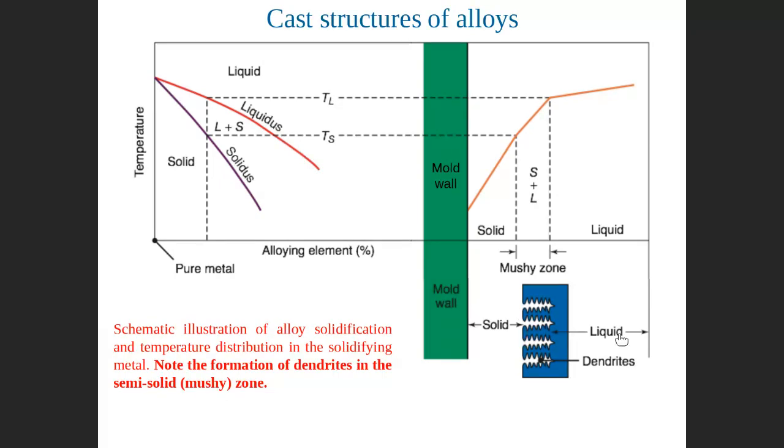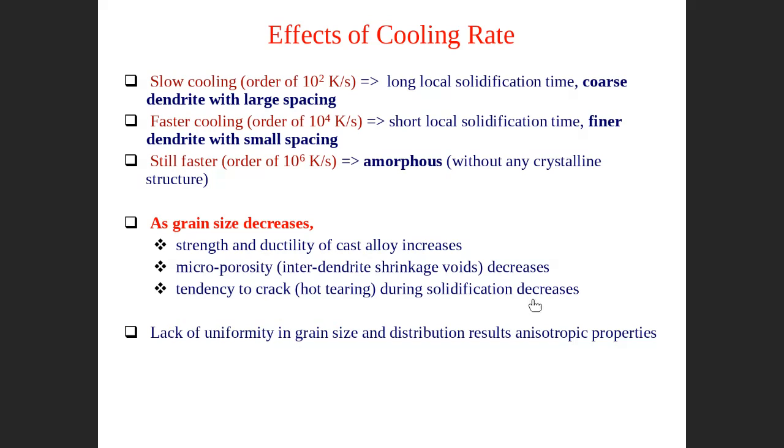This is totally solid. This is totally liquid. The region where they are mixed, we call the mushy zone. So this area, which is the mix between liquid and solid, we call semi-solid or mushy zone. This is the name. We call this one dendrites. This is the part, as you can see here, that starts to grow here. We call it a dendrite, which starts when the material solidifies.